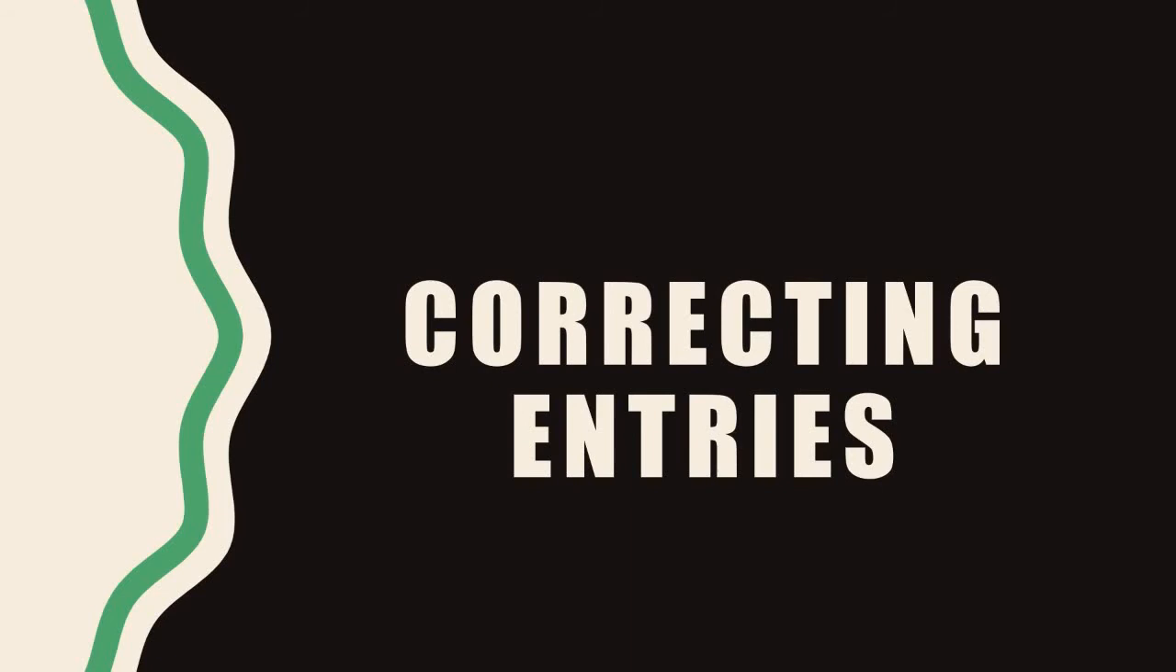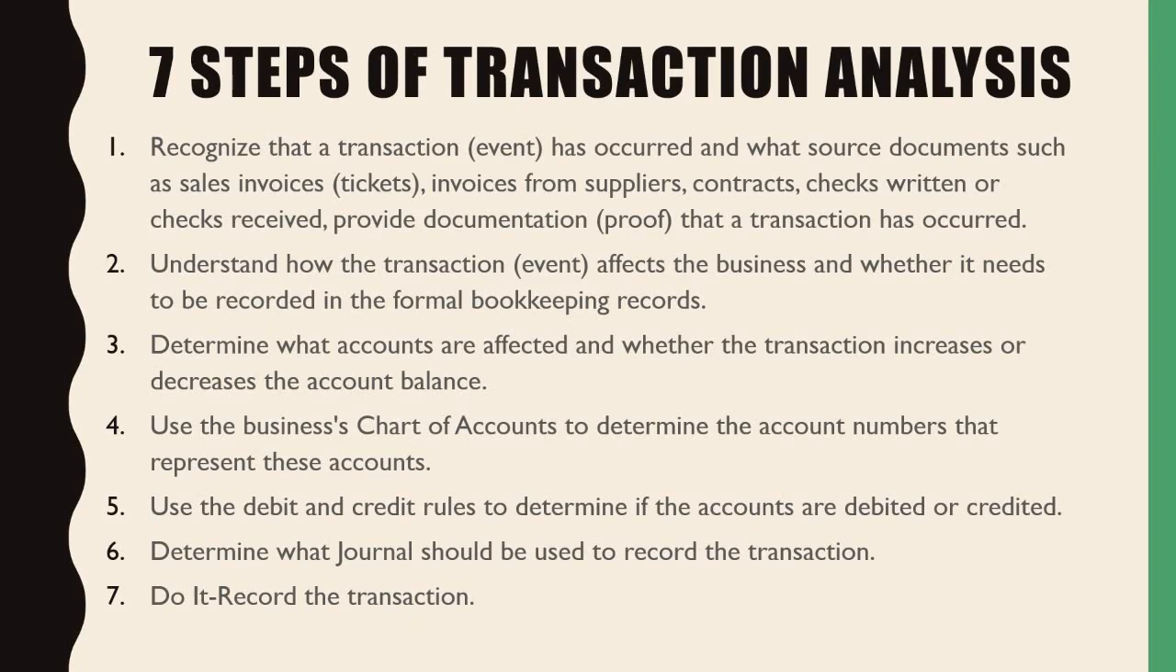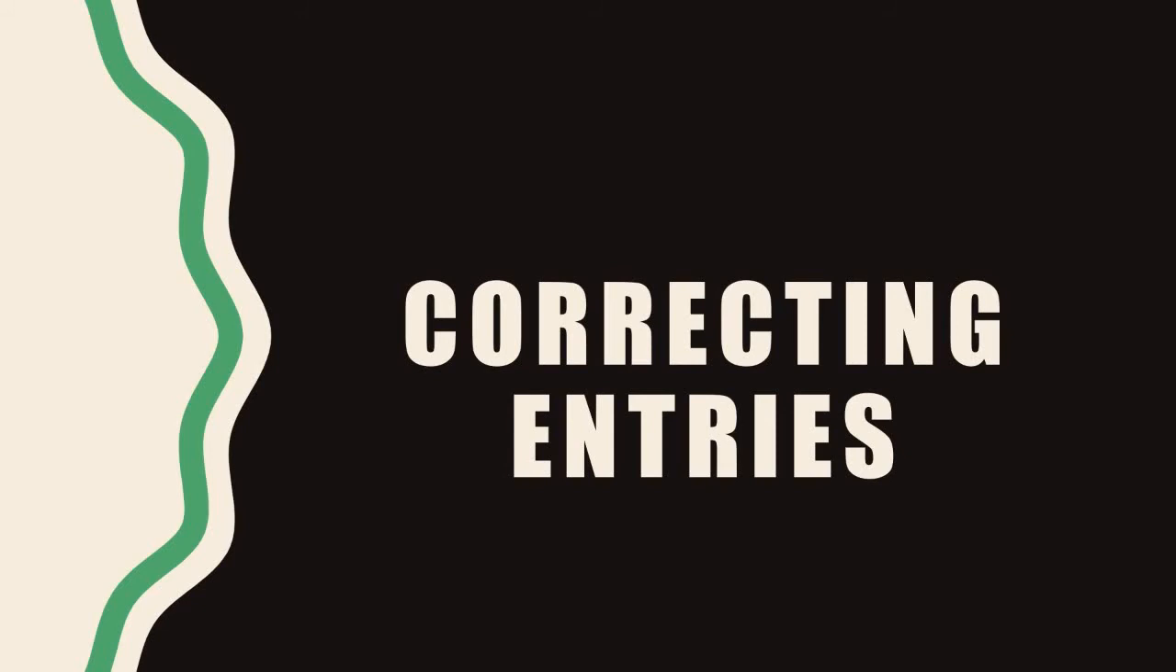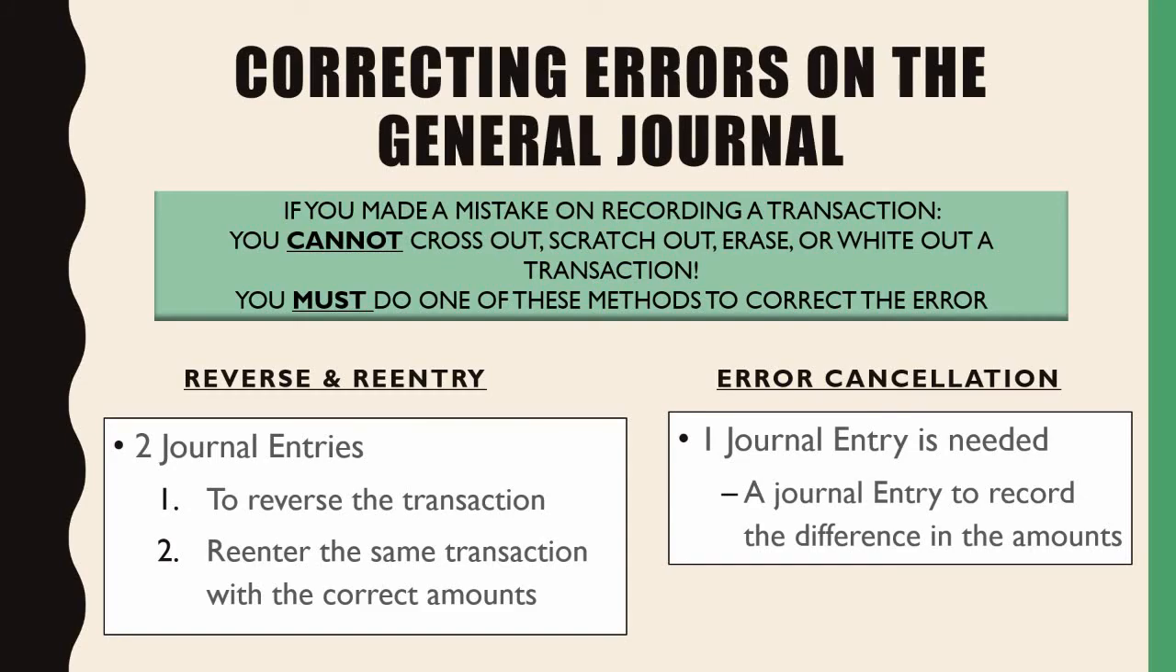Okay. Now we're going to be looking at correcting, and did I skip one? No, I didn't. Correcting entries. Okay. So of course, when we're looking at manual bookkeeping, right? This is back in the day when we did pen and paper. So in this kind of concept, the idea here is that you are to not ever scratch out, erase, black out, white out, whatever. You can't do that to fix a journal entry.